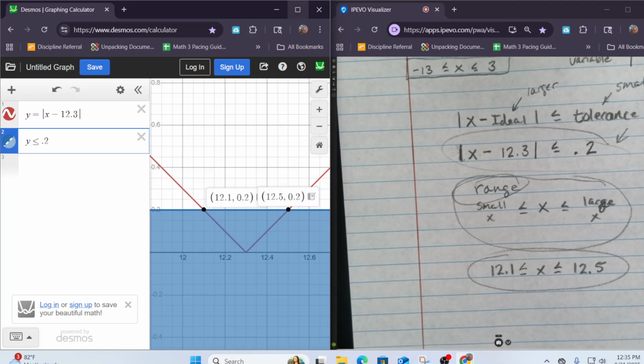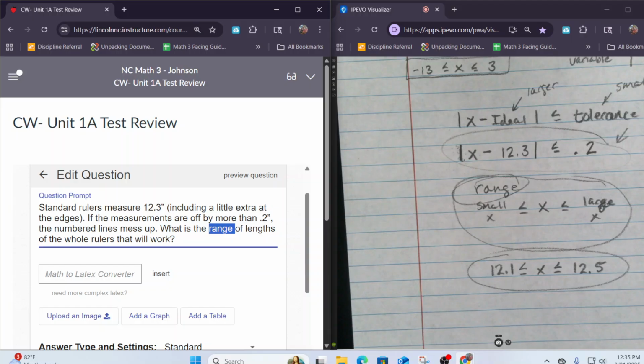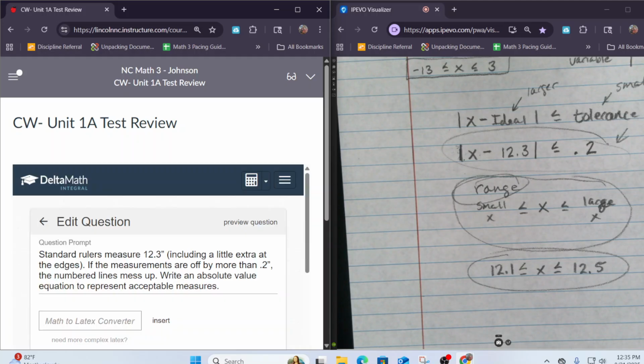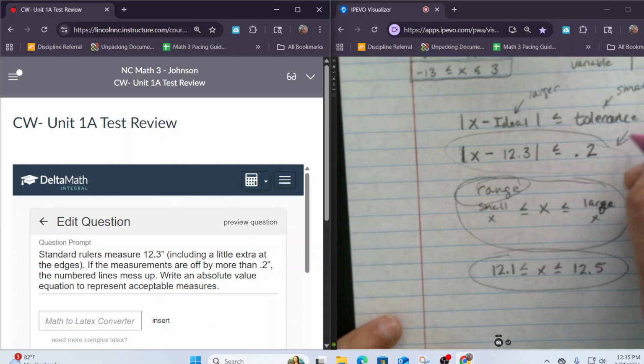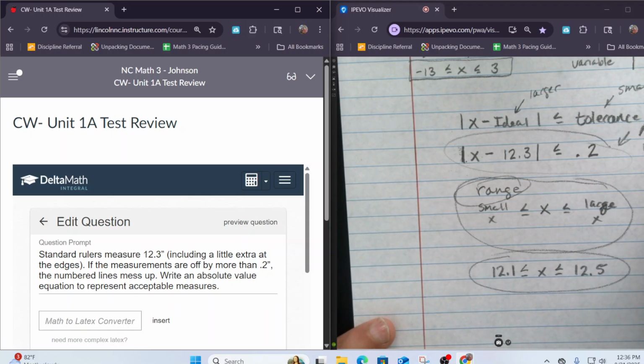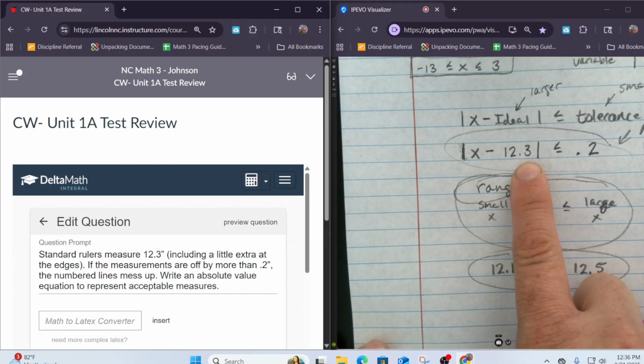All right. Last thing. On the second part, write an absolute value equation, it's actually inequality, to represent acceptable measures. I'll edit that to make it inequality. If you see it asks you to write an absolute value inequality, that's your answer. Okay? I would put this on my note card.